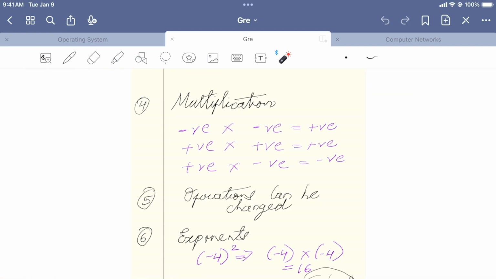Multiplication. Negative times a negative is always positive. Sorry, negative times positive will be negative. Positive times positive is always positive.